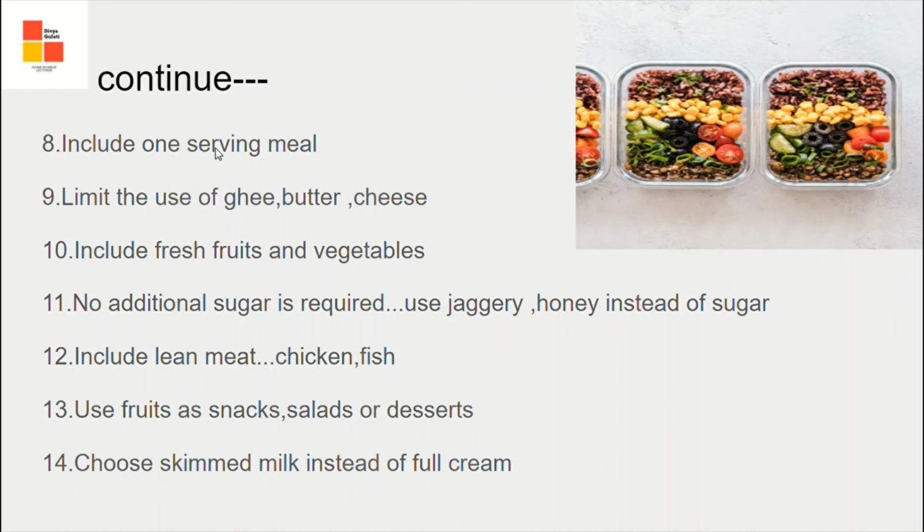Include lean meat like chicken and fish. They are rich in omega-3 fatty acids. Use fruits as a snack, salad or dessert. They will give vitamins. Choose skimmed milk instead of full cream milk because less fat is healthier for the body. With this, we have finished part 1.